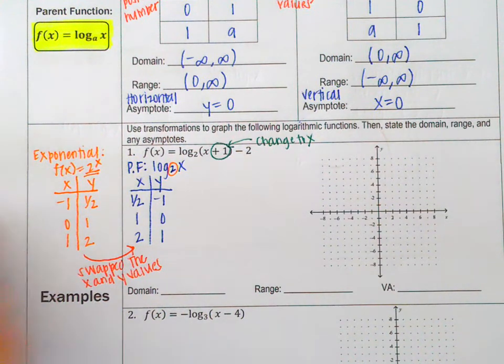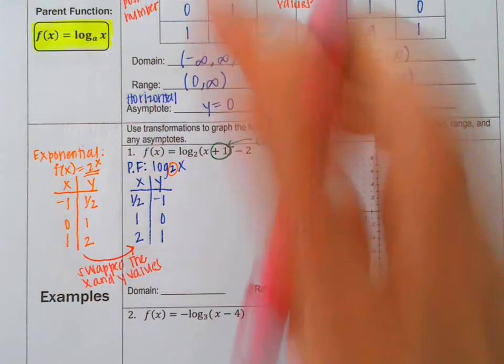And then when I look at that -2, is the -2 within the function or is it outside the function? If you're saying it's outside the function, you would be correct. And when it's outside, is it a change to x or a change to y? This is a change to y.